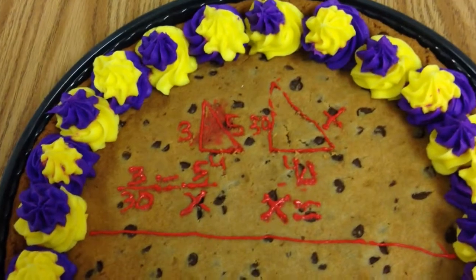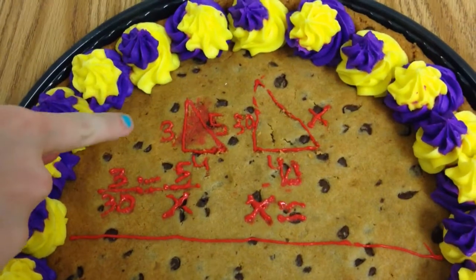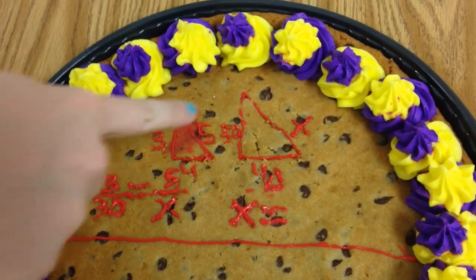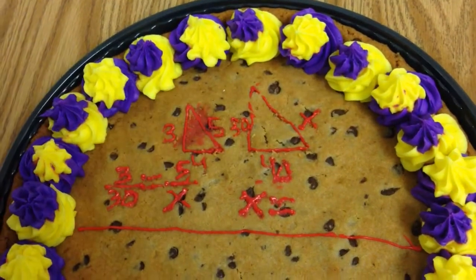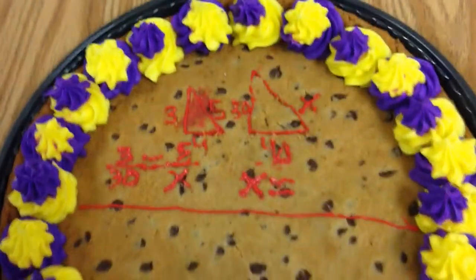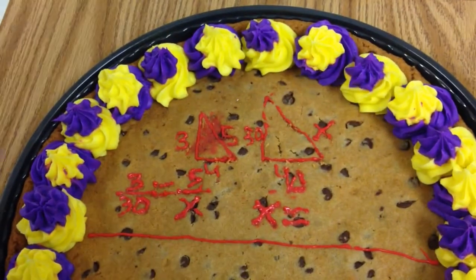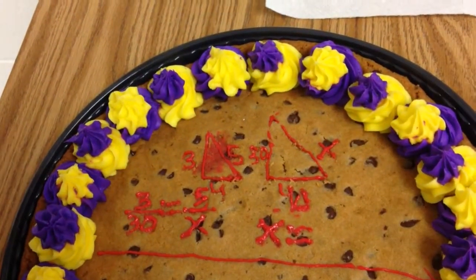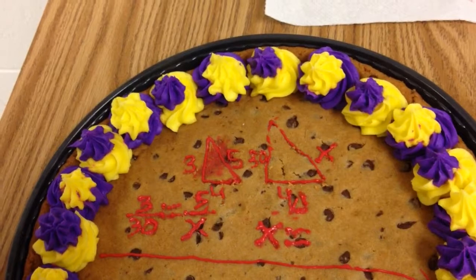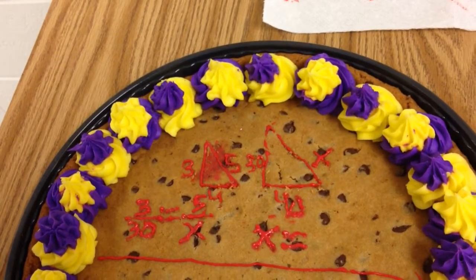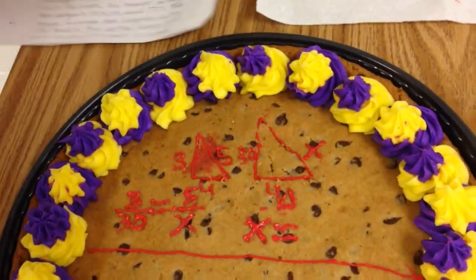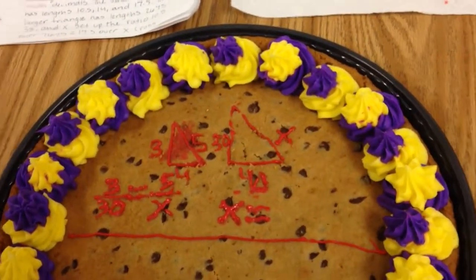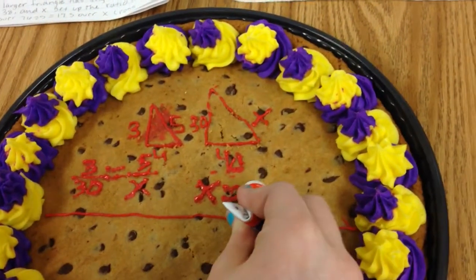Example 1. Here we have a smaller triangle with sides 3, 4, and 5. Here is a larger triangle with sides 30, 40, and x. We have to set up a ratio and cross-multiply. So let's do 3 over 30 is equal to 5 over x. Turns out to be 50. The multiple here is 10. So that means that 5 times 10 is equal to 50. So therefore, x is equal to 50.